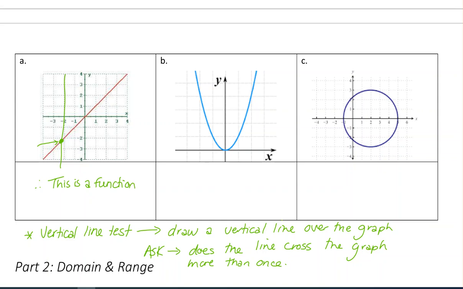Same thing here. Now we have a parabola or quadratic. I'm going to draw a vertical line anywhere. Okay, we only see that it has one point of intersection, or one point that it crosses. So you would say, therefore, this is also a function.